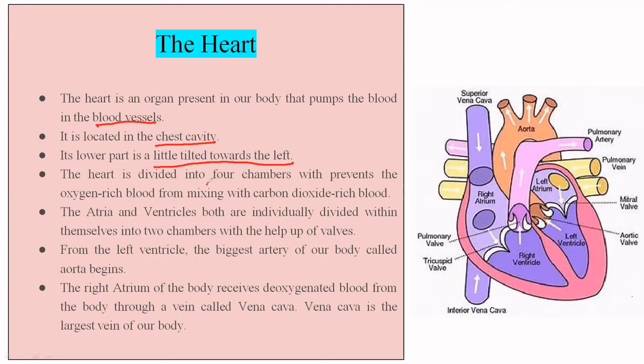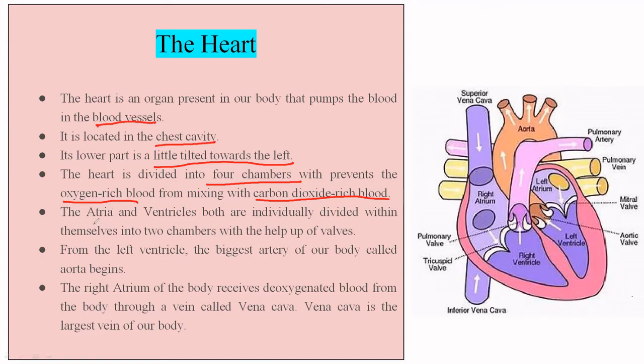Our heart is divided into four chambers. And you know what the benefit of these four chambers is? Oxygen-rich blood and carbon dioxide-rich blood remain separate in the heart chambers. So it prevents oxygen-rich blood from mixing with carbon dioxide-rich blood. And you know why? Because our body requires more energy. So that's why these two kinds of blood, oxygenated and deoxygenated, remain separate in our heart.